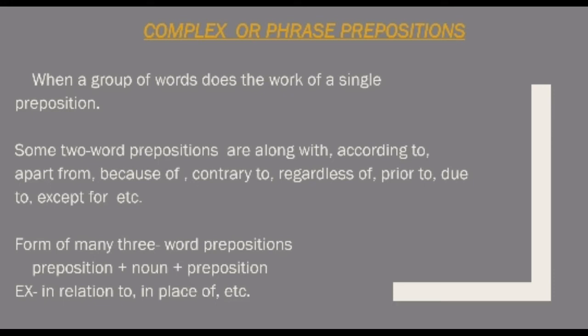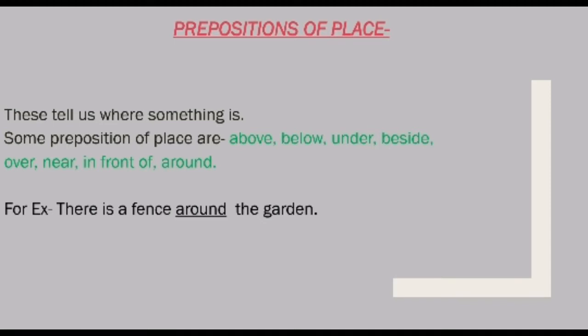Now let's see that prepositions have a number of meanings, and they serve different purposes. उनका different purpose भी होता है, and according to that we have two kinds of prepositions, which are prepositions of place and prepositions of time. First of all, let's see what we mean by prepositions of place. जैसे कि आपको name से ही पता चल रहा है, prepositions of place tell us where something is. Place बताते हैं. These tell us where something is.